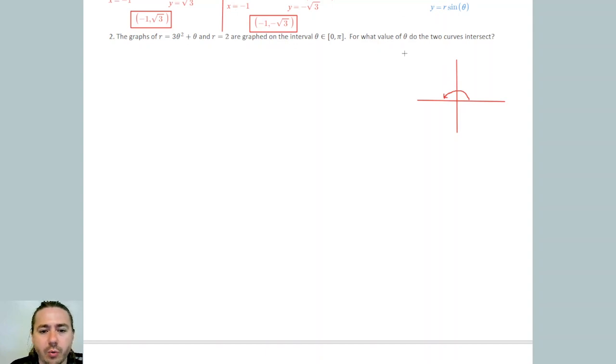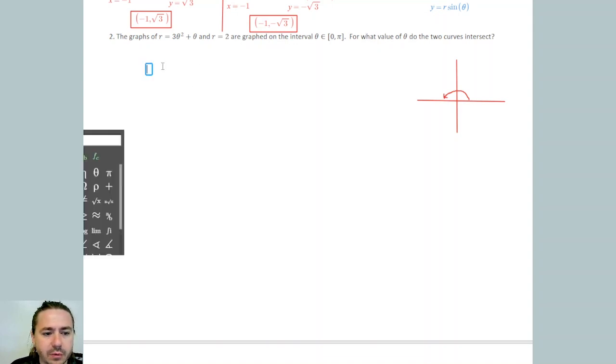Anyway, we want to know for what value of theta do these curves intersect. So let's go ahead and set them equal to each other. So this r equals 3 theta squared plus theta is going to be equal to 2. And we're just solving for theta here. I mean, really this is just like an algebra 1 quadratic solving problem. We're going to set it equal to 0. So 3 theta squared plus theta minus 2 equals 0.